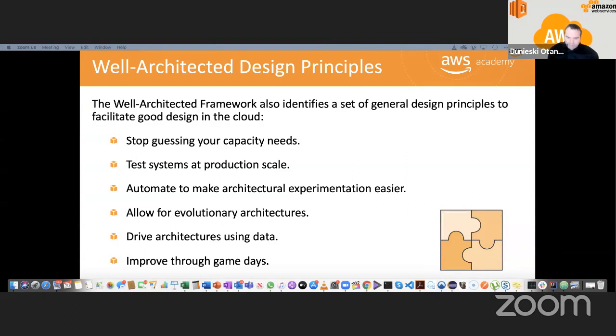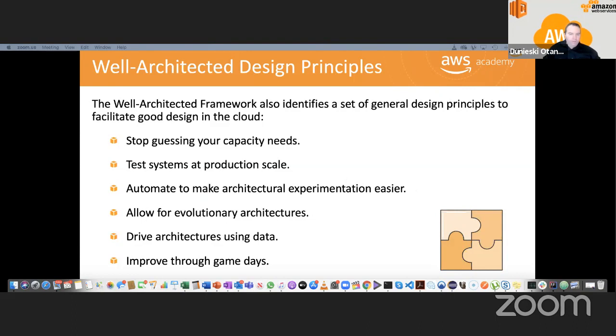That's going to be your Cloud Practitioner exam for the students in the morning. Test systems at production scale, and automate to make architectural experimentation easier. This is the ultimate goal of every single DevOps engineer. The DevOps engineer doesn't architect that much, right? But an architect has to be able to automate things too.